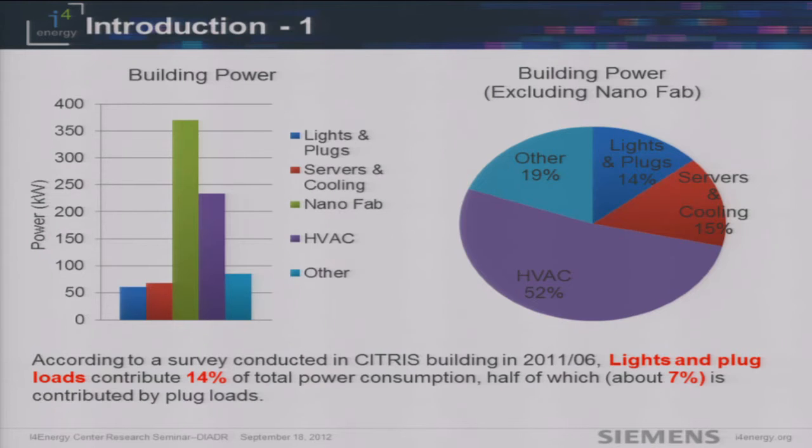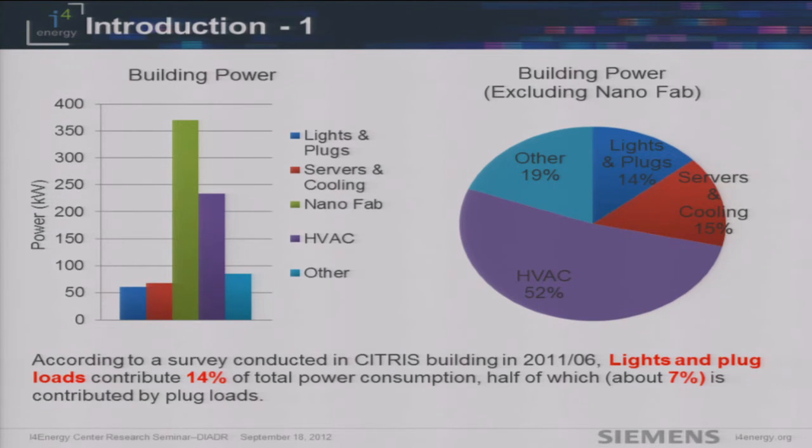And from the left side figure, you can see that we have various kinds of appliances. The most important one, the purple one, is the HVAC, which we can control by the smart energy box just introduced by Prasad. And there are the nanofab, which we cannot control, and some other servers and coolings and some others for other buildings, or the water heating system, which we cannot control. And the last part that we could possibly control is the lighting and the plug loads.